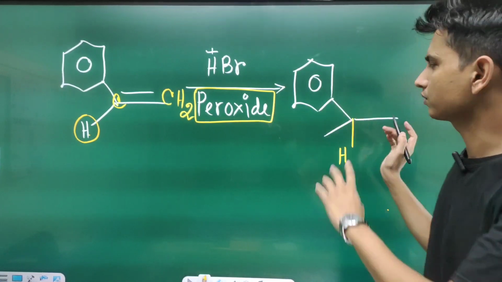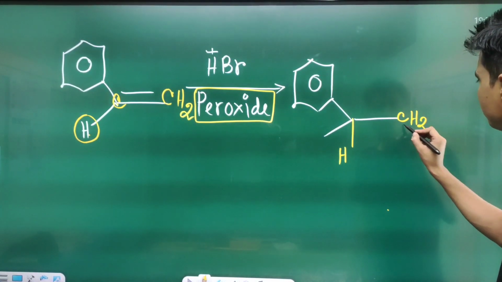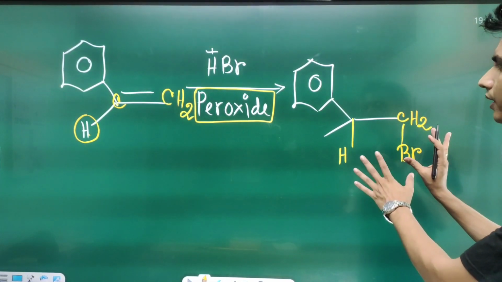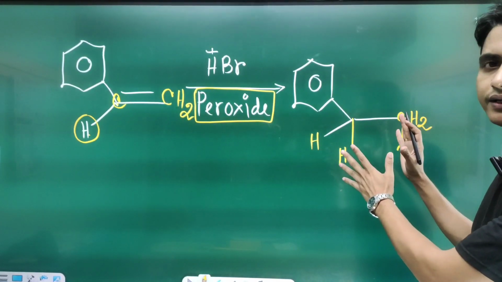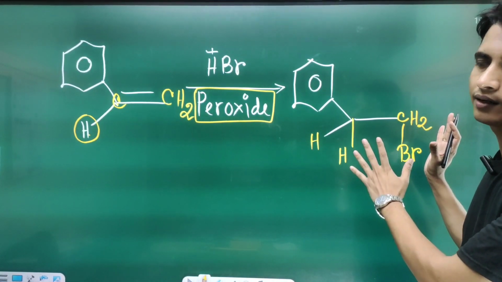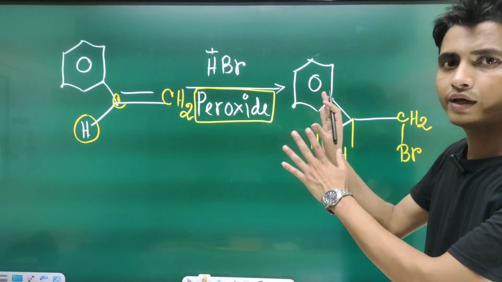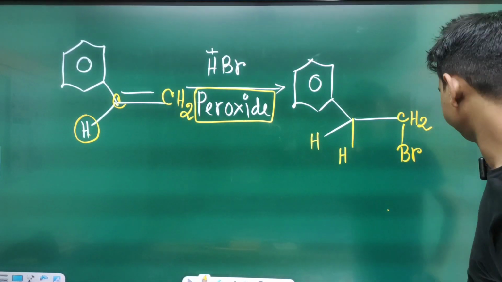for this reaction. Next come to this carbon atom. This is CH2, but this is containing Br. In this way we will get haloalkane type compounds. Clear? Due to presence of peroxide, this reaction will follow anti-Markovnikov's rule. Am I clear? Okay.